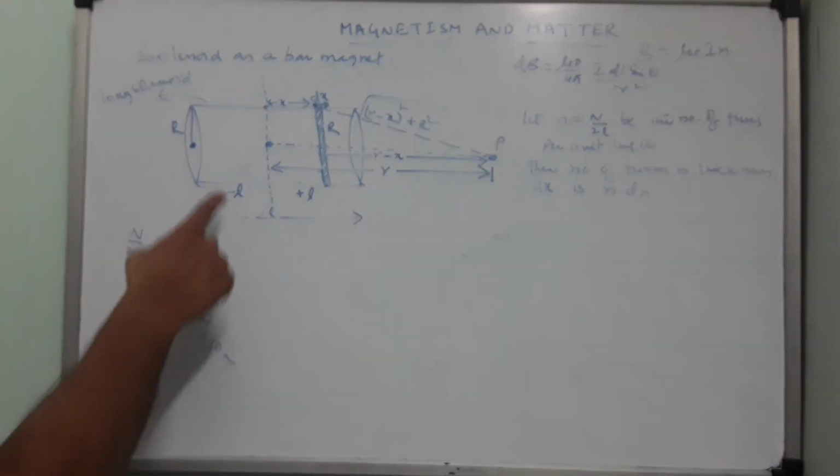If 100 centimeter length has got 1000 turns, 1 centimeter will have how much? 10 only, no? So the same calculation is shown here. N by 2l into dx. N is 1000, 2l is 100, dx is 1 centimeter thickness. So 10 turns. Don't get confused with this.